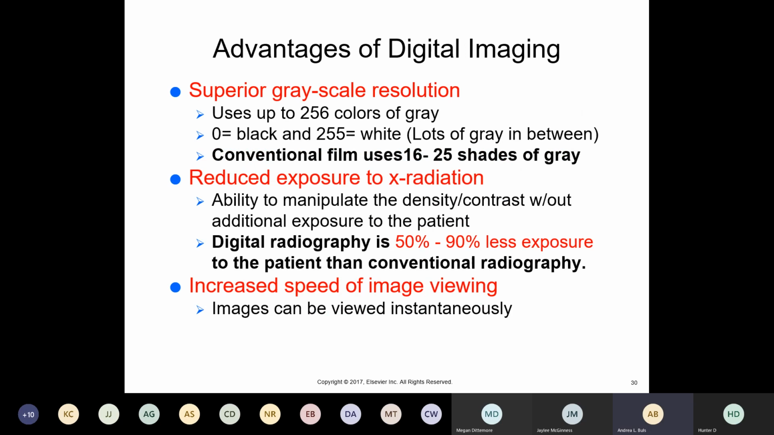The advantages of digital over film, there's so many. There is a superior grayscale resolution. In digital, we have up to 256 different shades of gray that can be shown. 0 is black and 255 is a number that's assigned to white, and then there's all those grays in between. So we have a huge grayscale. Conventional film used 16 to 25 shades of gray, so far less. There's an extreme, like I said, 50 to 90% reduction in radiation exposure.